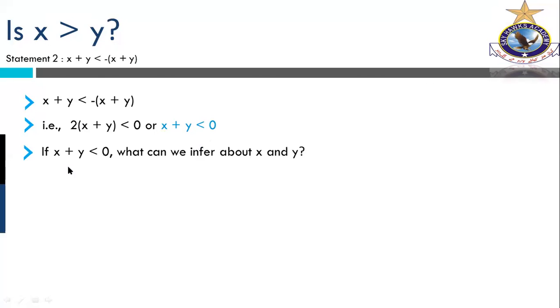So if x plus y is less than 0, that is a negative sum, what can we infer about x and y? So the question is just like that. Either x is greater than y or y is greater than x, because from here we have just concluded that the sum is less than 0. That is the negative. So this is a big question, I think. So we'll have to answer that.